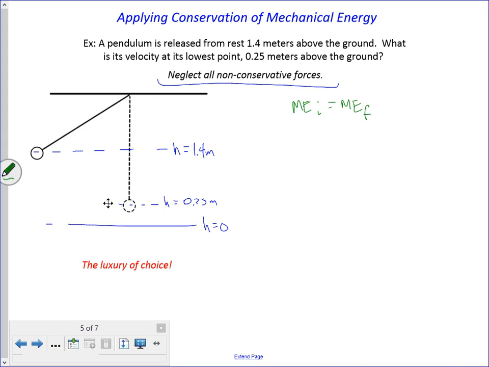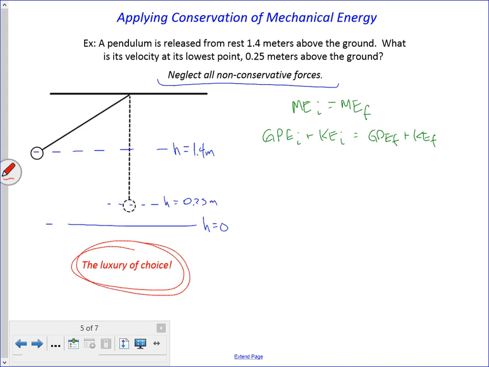And, well, typically I then go to this step. Mechanical energy is the sum of GPE and KE. And now here is where we can apply the luxury of choice. The students love their luxuries, do they not, people? They love their algebraic luxuries. Well, I now give you the luxury of choice.